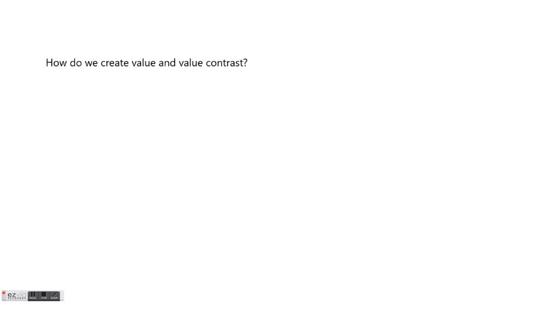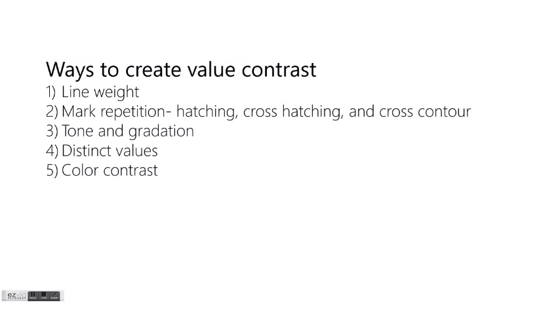So let's start with, how do we create value and value contrast? We've been talking about this in some ways right from the very beginning. When we started talking about drawing and line and mark making, we were already talking about some of the ways that you create value contrast and value changes in a two-dimensional work of art. So the ways you can do that include line weight, which we have talked about before, and repeating marks. If you're still thinking in terms of a drawing or a print, that means hatching and cross-hatching and use of cross-contour lines, especially when those cross-contour lines repeat closely to each other.